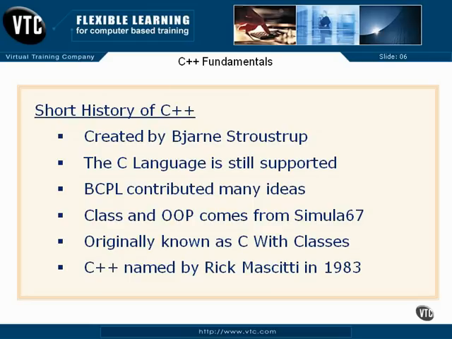He took the main C compiler of the day and started adding capabilities to it from these other languages, and called it C with classes. The C++ name was put on the language by Rick Mascitti in 1983.